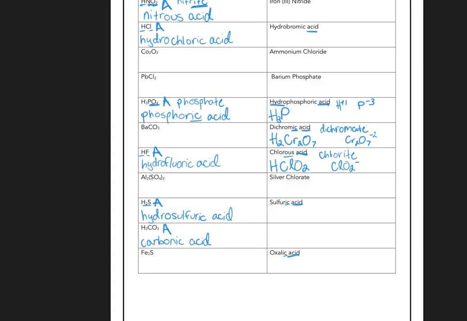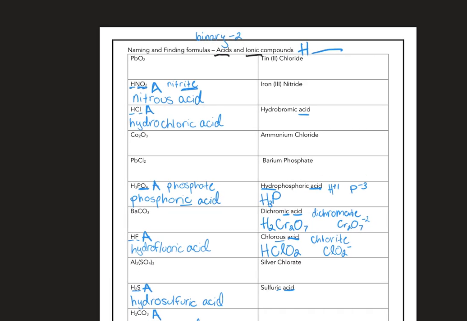All right, now we're going to move on to ionic compounds. So I'm not going to do all of these. Again, if you want to see the answers to all of them, you can look at the key. I'm only going to pick out a few of them to do. So I am going to do PbO2. I'm going to do BaCO3.